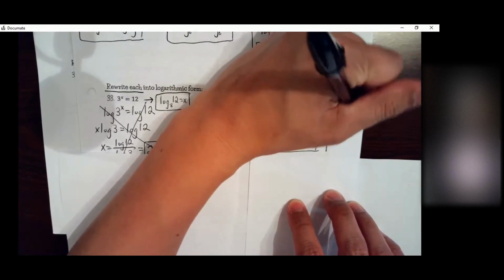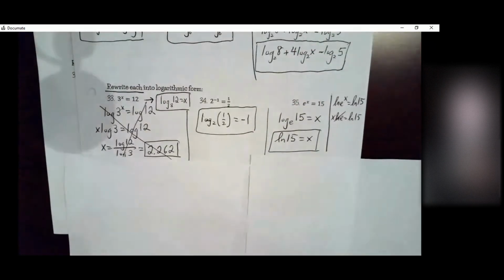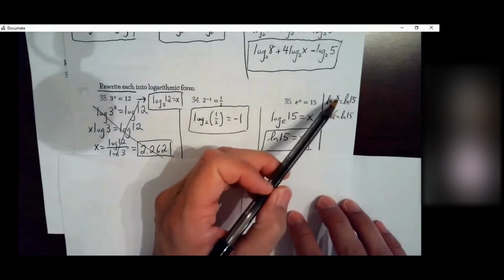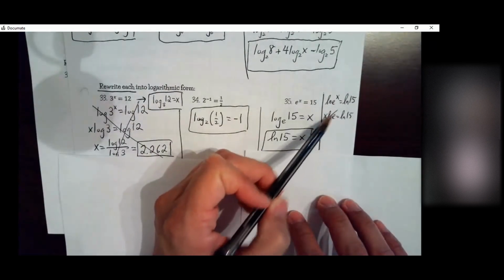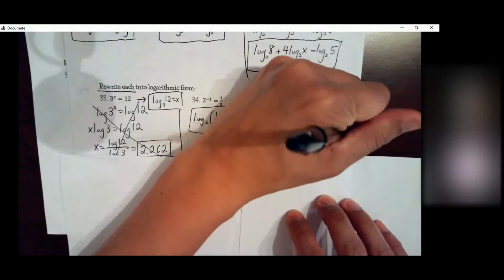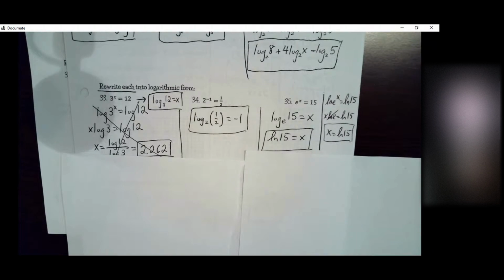So ln 15 equals x. Well, it's natural log of e to the x equals natural log of 15. X comes down, natural log of e is 1, so that goes away. Okay. So either way would work. Either way would work, right? Okay.